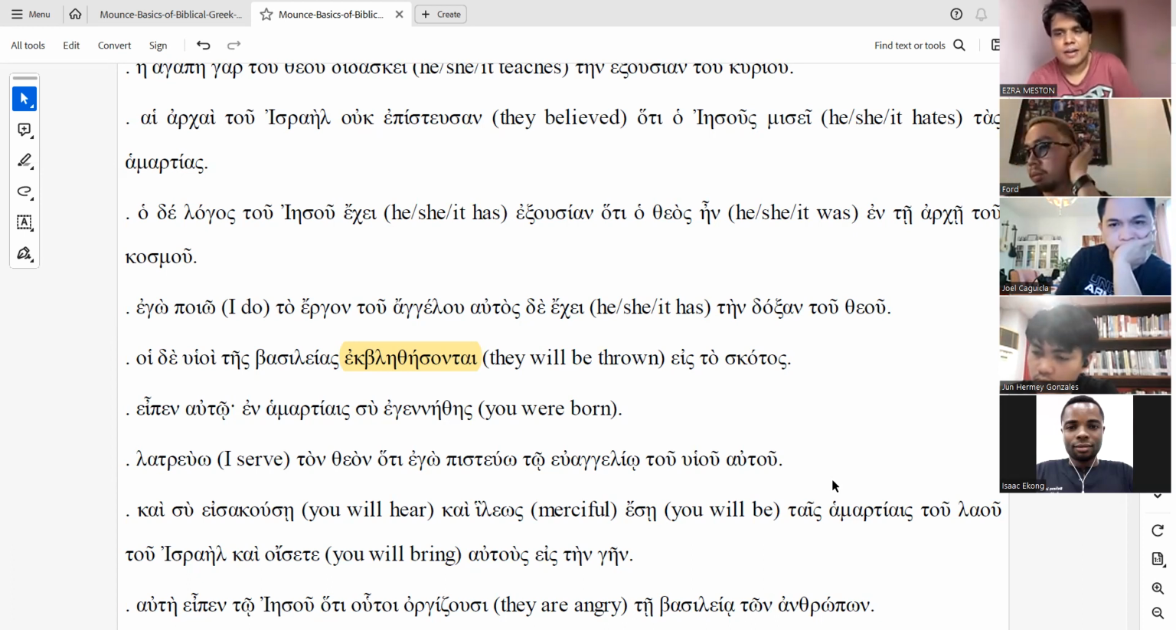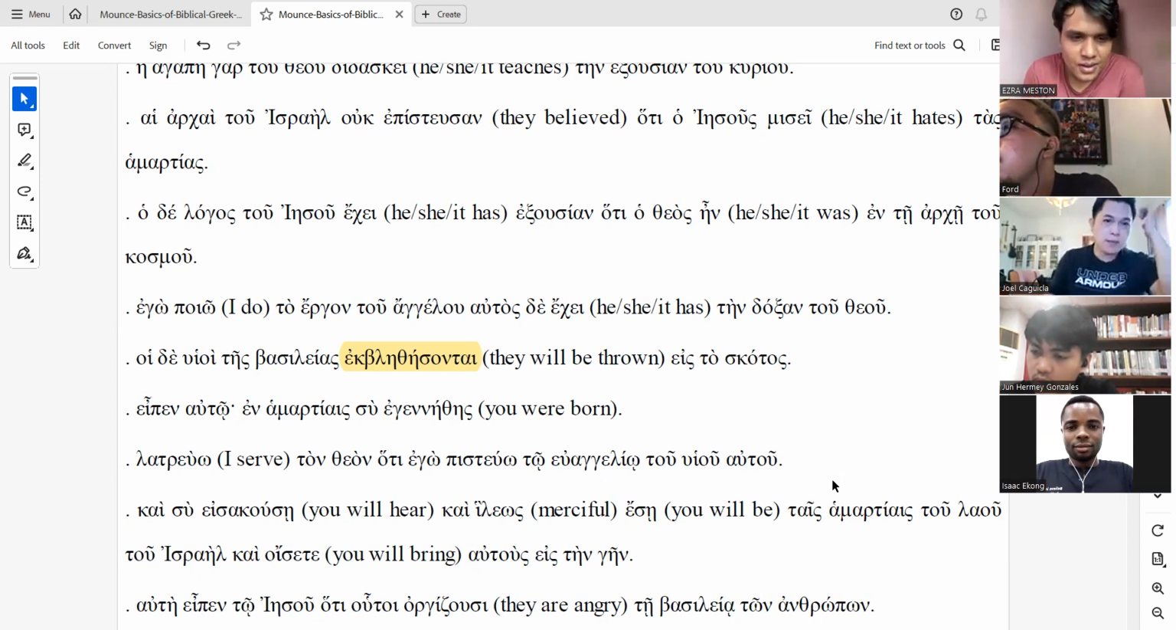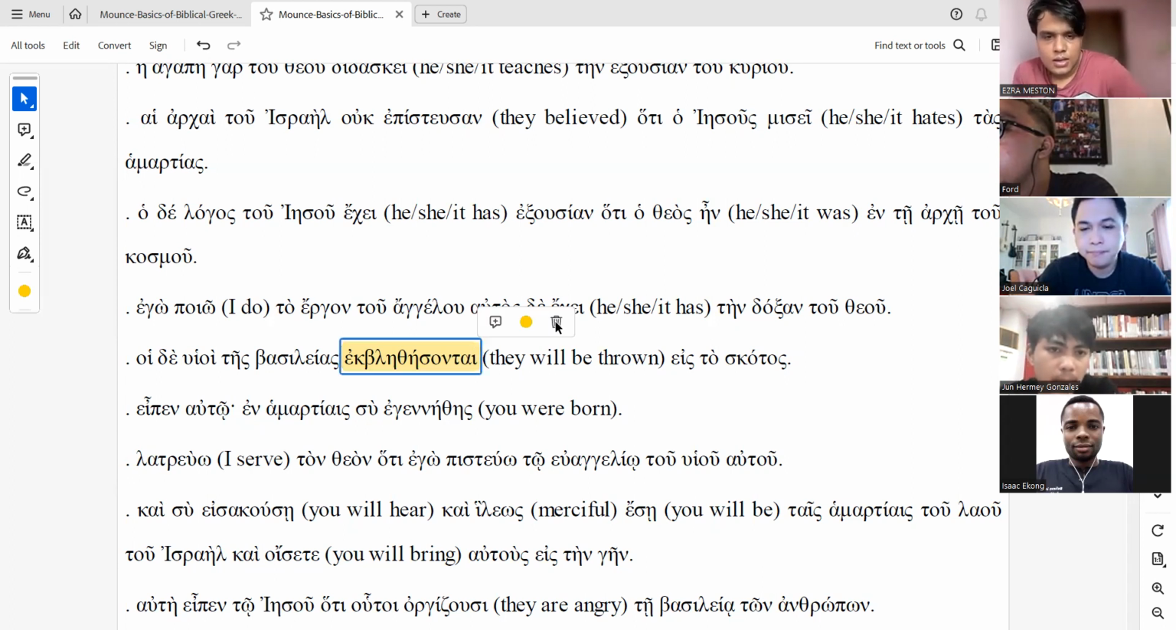Okay, if I'll be reading this, read it slowly. Do not be pressured, okay? Ek, blete, son, tai. Okay. Ek, blete, son, tai. And then this one.